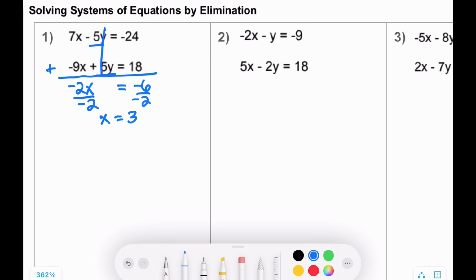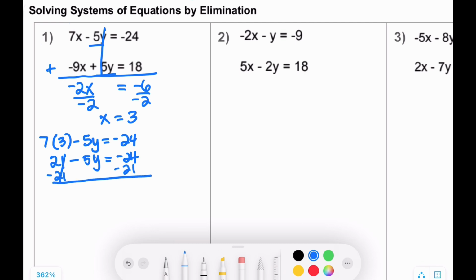Now to find the value of y, you can plug the 3 back into either equation. I'll do both. So 7 times 3 minus 5y equals -24. This is 21 minus 5y equals -24. And subtract 21 from both sides, and you get -5y is equal to -45. Divide both sides by -5, and y is equal to 9. So far, the ordered pair is (3, 9).